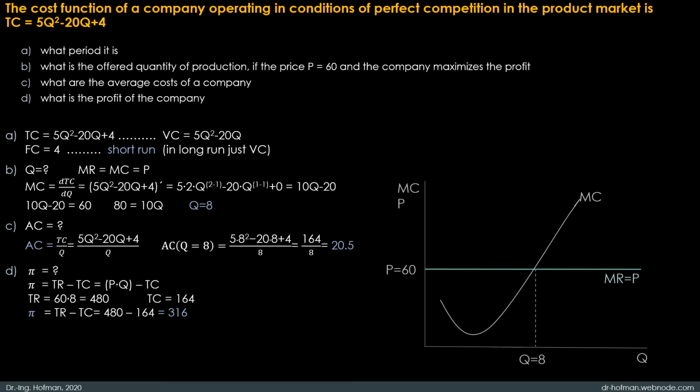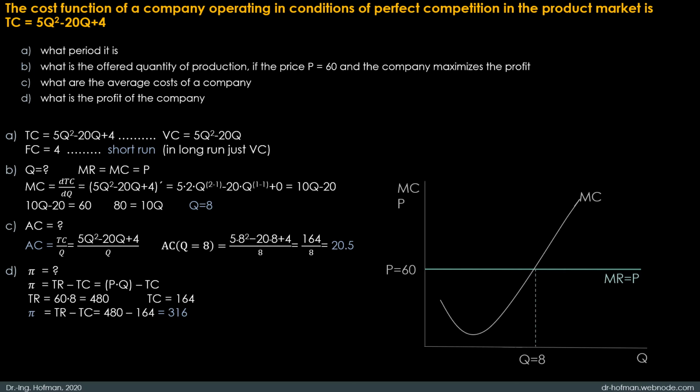B question: what is the offered quantity of production if the price P is 60 and the company maximizes its profit? We know companies maximize profit where marginal revenue meets the curve of marginal cost. That's this point in the graph. And it also meets the P line, because here it is the same as the marginal revenue line. It comes from theory.